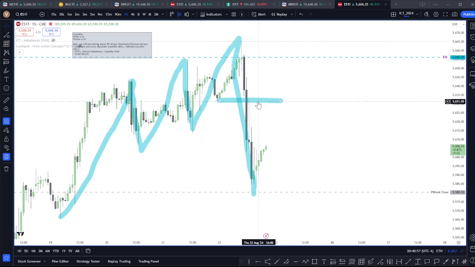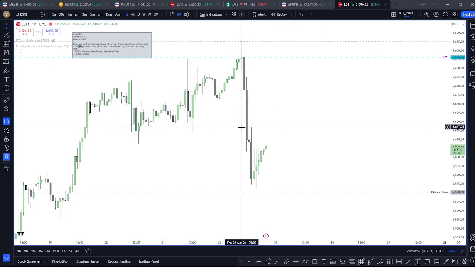So this was the most important PDRAs. There are a few more PDRAs. For example, there's something called a rejection block. A rejection block is essentially, if you look at the last candle at the top, this wick, since it's a long enough wick, this is called a rejection block.